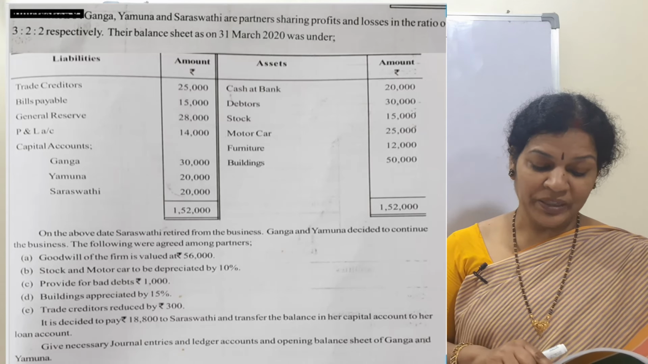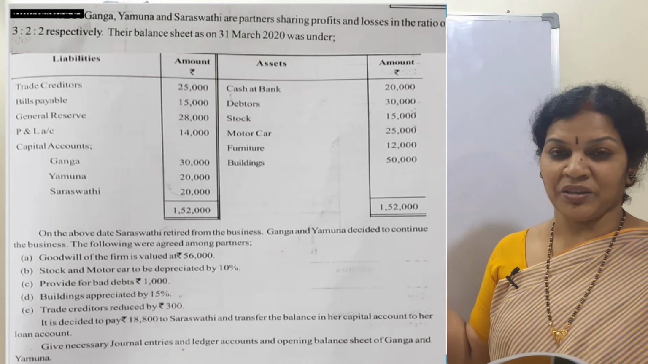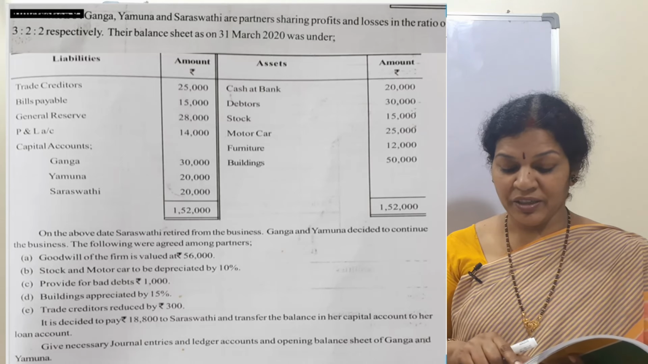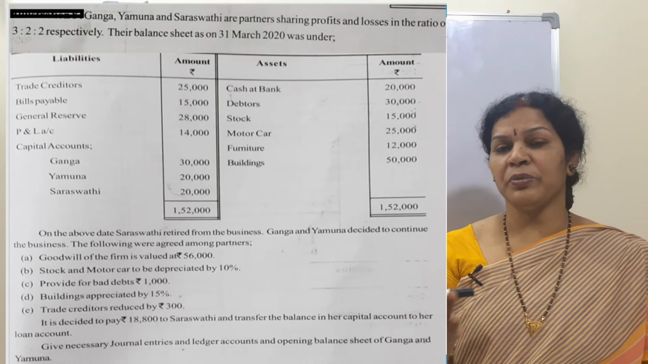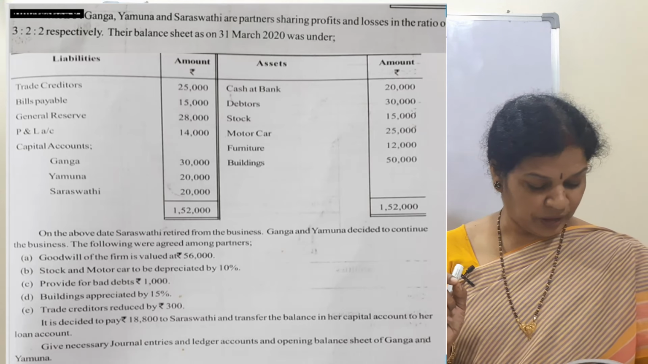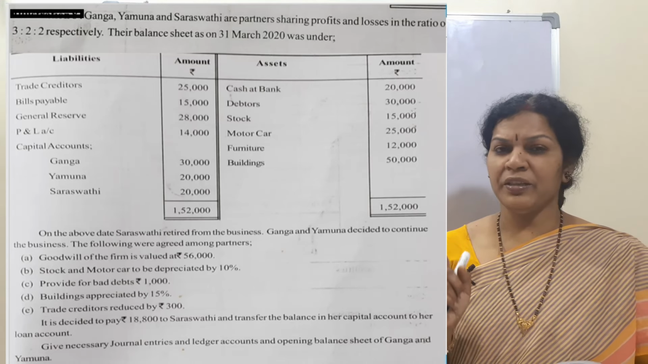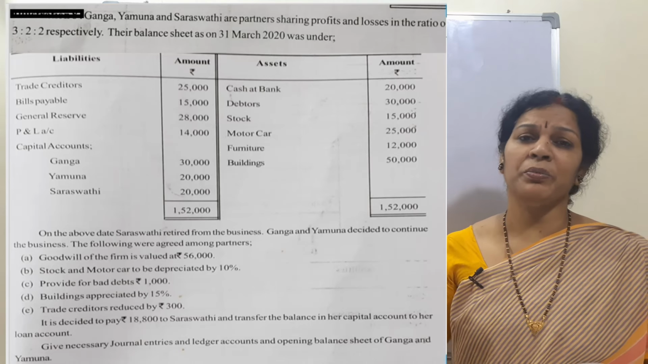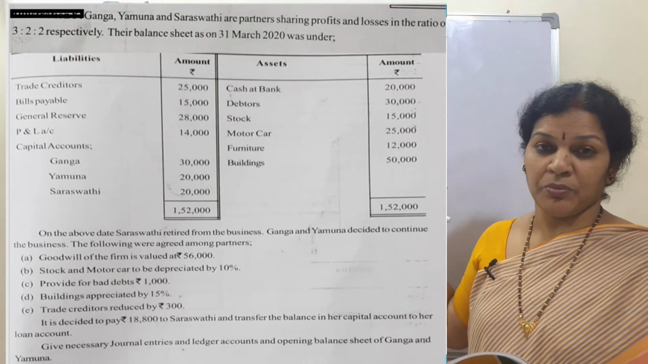It is decided to pay 18,800 to Saraswati, as I told you, 20,000, 10,000, 18,800 to Saraswati, and transfer the balance in her capital account to her loan account. The rest of the amount, whatever is there, is to be transferred to the loan account. Who is retiring? Jamuna? No, Saraswati is retiring. We want to pay 18,800 only as cash. The rest of the amount is transferred to the loan account. Loan account means later we'll pay.